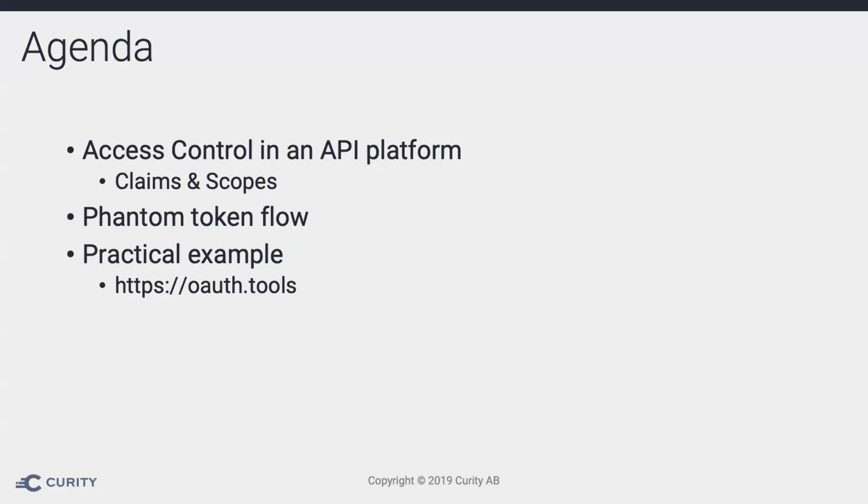What I'm going to talk to you about today is mostly about access control in an API platform and how we can express that using claims and scopes. And one tool that we usually use when deploying these types of platforms is the phantom token flow. I'm going to show you how that works. And later, I'm going to show you a bit of an example using the online OAuth playground we built called OAuth Tools. So let's dive into it.